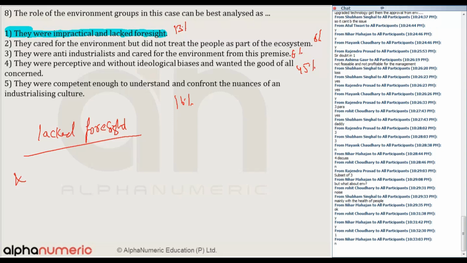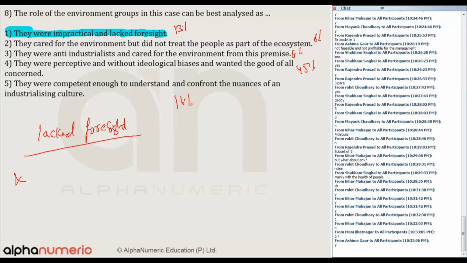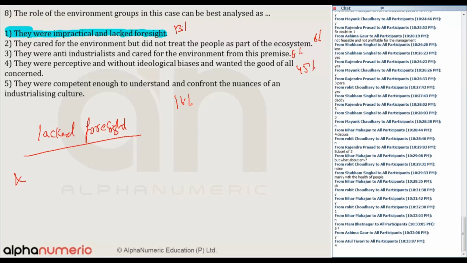Can I move to the next question? Question number 9. Option 5: they were competent enough to understand and confront the nuances of the industrializing culture. Again, the reason here is that they are not competent enough to understand. Okay, they were not competent. Had they been competent enough, this problem should not have arisen at all.